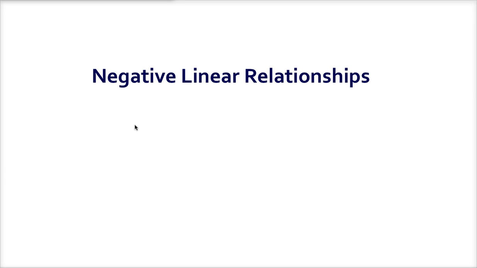We're going to see an example of what a negative linear relationship looks like in this video. So far, all of the examples that I've showed you like this have had positive linear relationships, and they were positive because the rate of change, or the unit rate, was always positive. So let's take a look at what a negative one looks like.